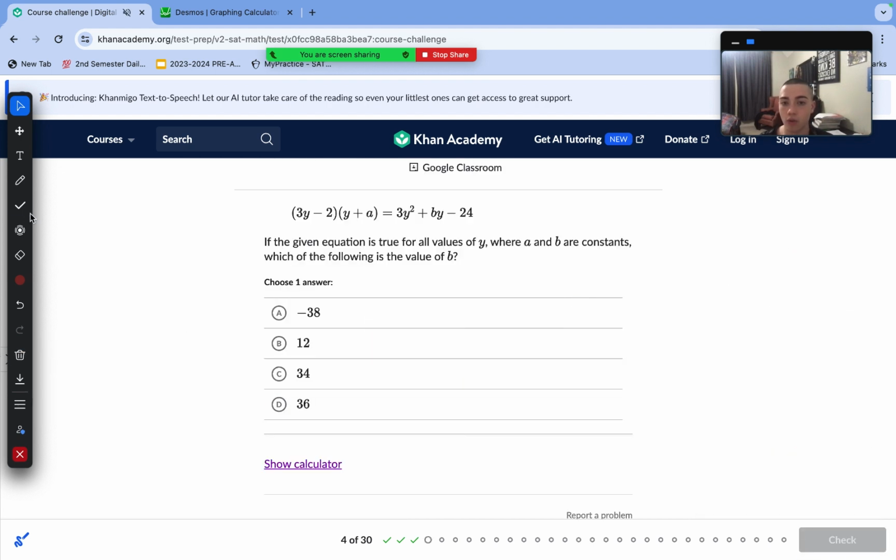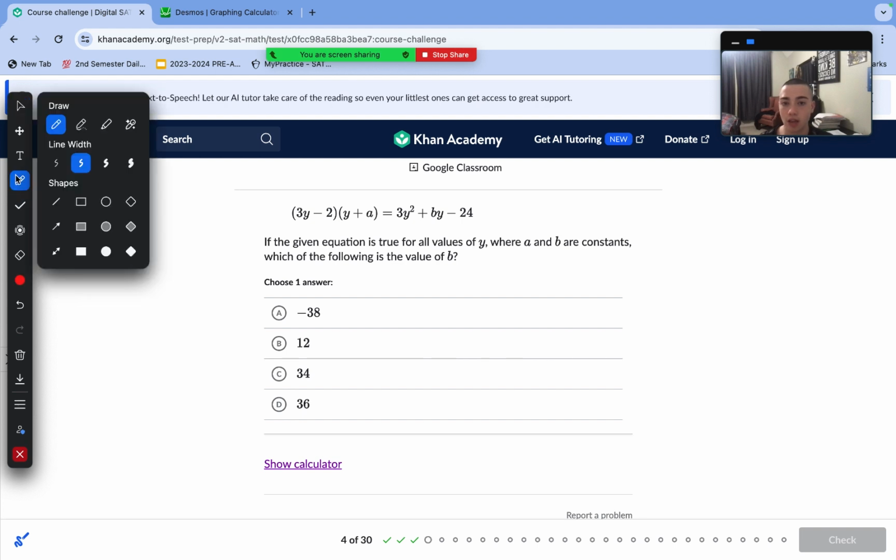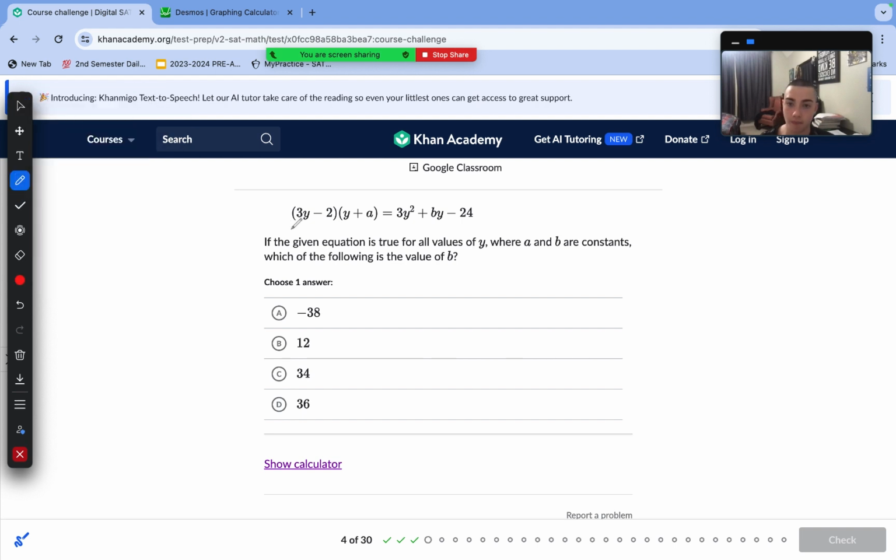On to question number 4. Given equation is true for all variables where A and B are constants, which of the following is the value of B? So what I would do, go ahead and FOIL out this side. 3y times y is 3y squared. 3y times a is plus 3ya. And then we have minus 2y minus 2a.